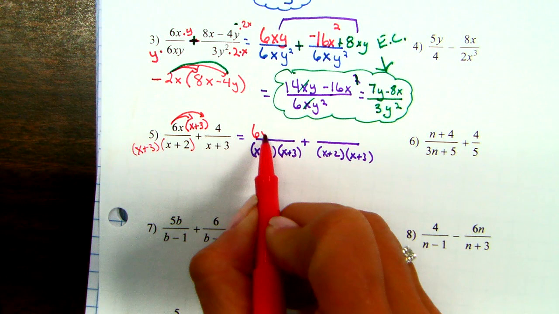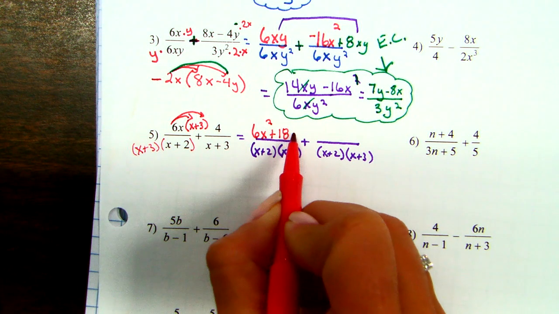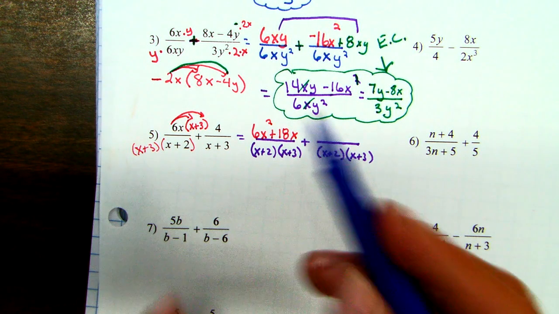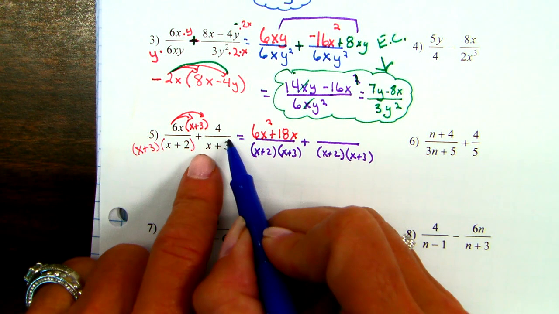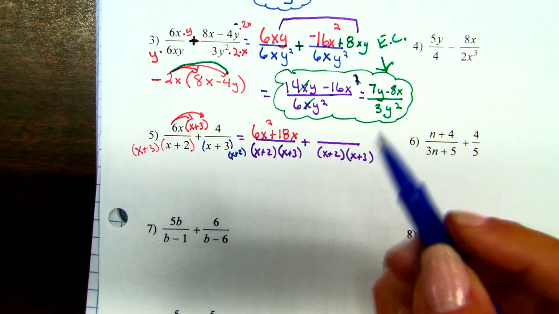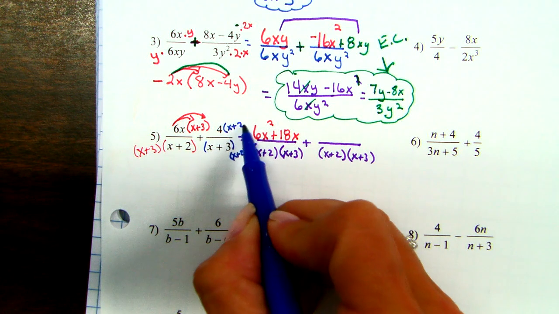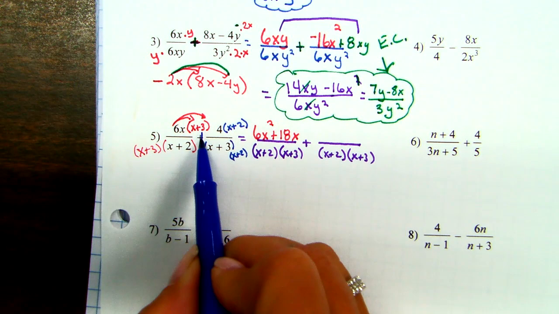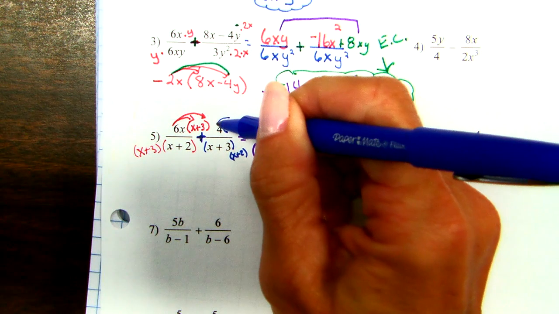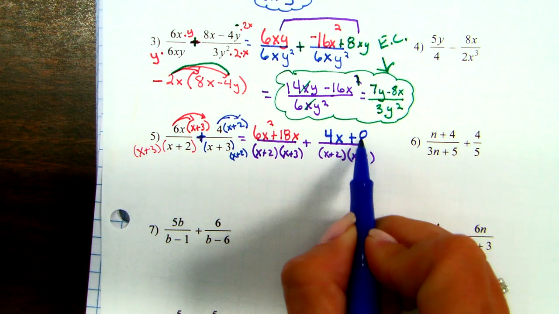That would be 6x squared plus 18x. Okay, I'm multiplying this guy by x plus 2, x plus 2, yeah. So I'm going to multiply the numerator by x plus 2. And it's positive here, so that makes us very happy. Whenever there's a plus here, we don't have to worry about that weird thing that happens. So I get 4x plus 8.